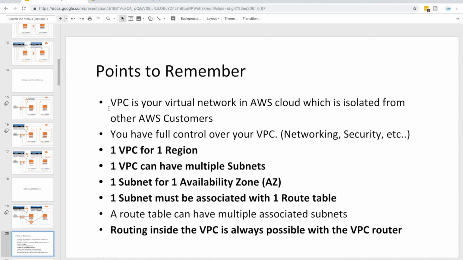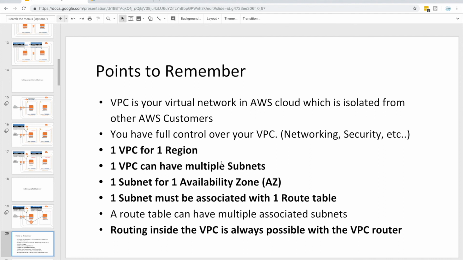The first one is that a VPC is a virtual network in the AWS Cloud, and it is isolated from other AWS customers. We already know that. And you have full control over your VPC. As we have seen, we can set up our network, choose our IP address range, and set up the security. The security part we will cover in the next video. Here's another important thing: one VPC always belongs to one region. So a VPC cannot span across regions.